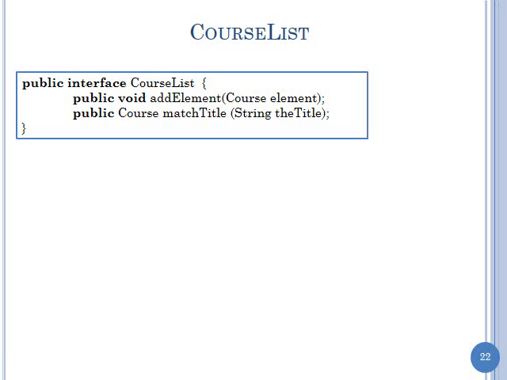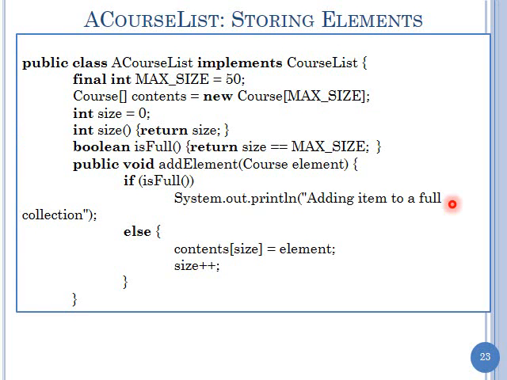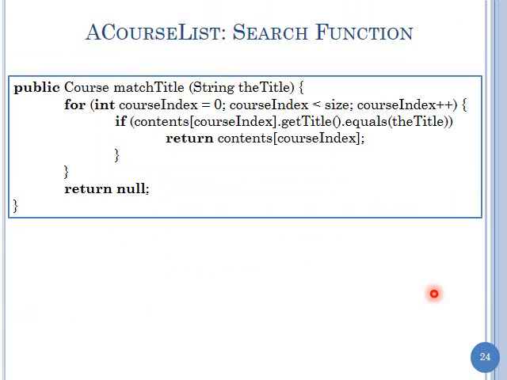Now we can just go and see how it works. The storing elements code is no different from what I've done before, and I'm using an array. I could use an array list, but I don't want to make too many assumptions about what you know when you look at these slides. The add element is not at all different from anything you've seen before. And the interesting part is the match title.